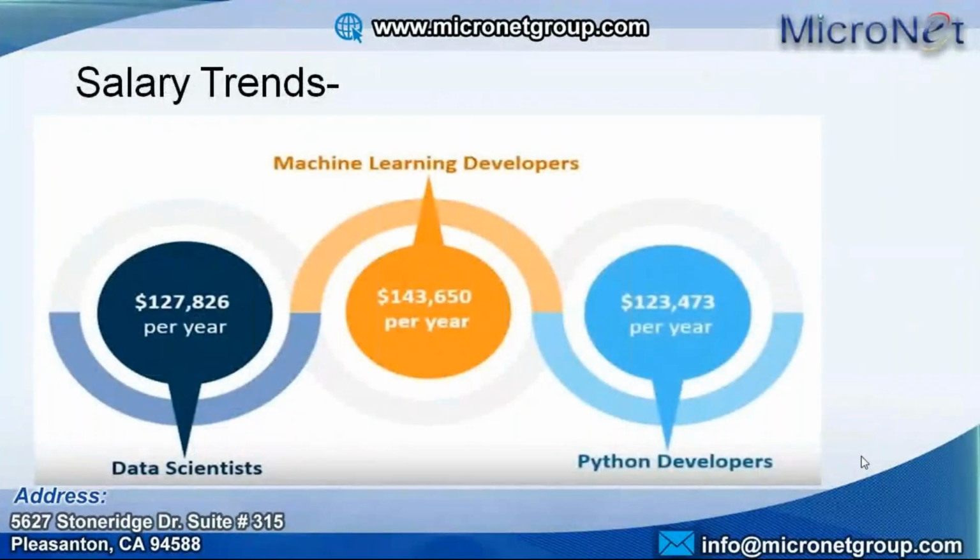And we'll try to understand the salary trends of Python. For data scientists, this is the average salary people are earning: $127,000. And for machine learning, it's $143,000. And for Python alone, for application development like web applications, we can get at least $123,000. These are the average salaries as per Indeed.